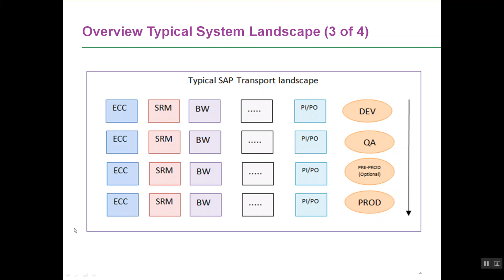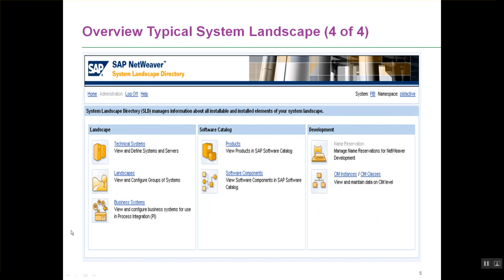So SLD provides you with all three different facets, and combined together this is used in a PI. This is what an SLD looks like. You have the landscape information, which we'll cover in detail in the next slide, and you'll have the software catalog, which is the product information. The development part is more for basis administrators when they want to maintain or upgrade the SLD. We will only be focusing on the software catalog and the system landscape.